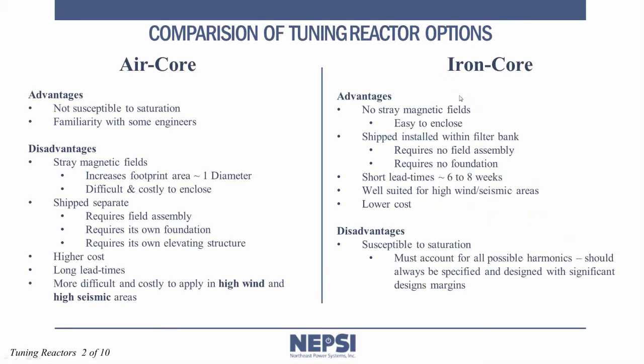There are some advantages to using iron core reactors, especially inside metal enclosed banks. There are no stray magnetic fields and it's easy to enclose. They ship installed inside the filter bank. And they have much shorter lead times when compared to air core reactors. There are some disadvantages. One of those is they're susceptible to saturation. And that is one of the reasons why it's very important that the iron core reactors get properly specified.